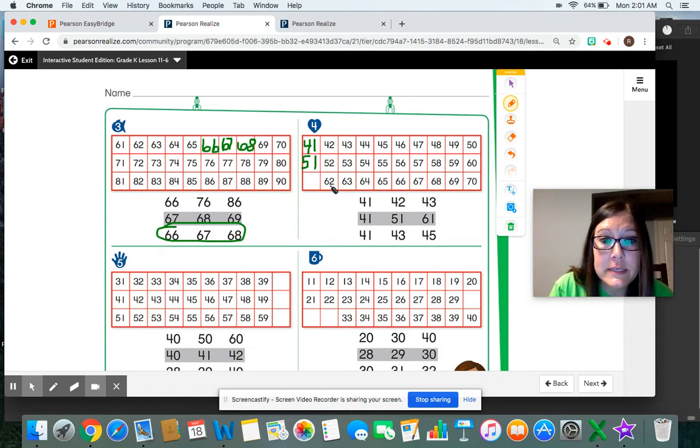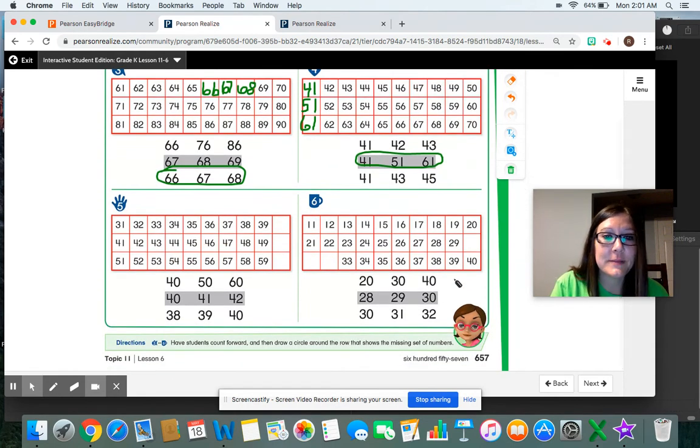Here's the number 62. What's the number that comes just before 62? It's 61. Look at this pattern. 41, 51, 61. All right, we need to circle the missing group of numbers. Which is the best choice? Right here in the middle. 41, 51, 61. Those were the missing numbers.